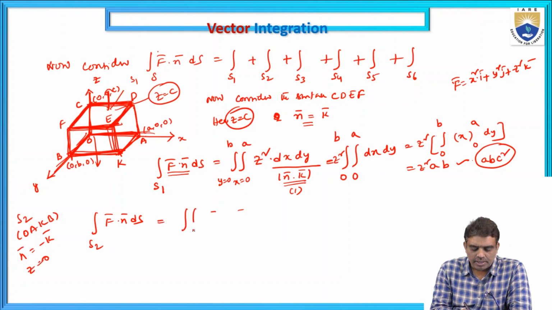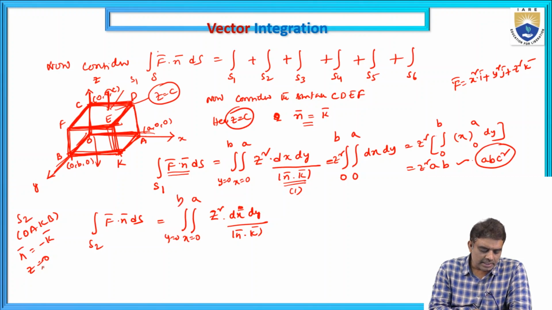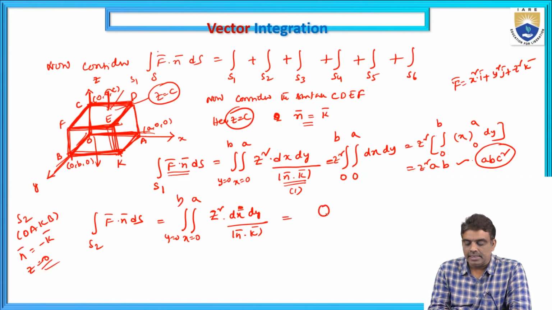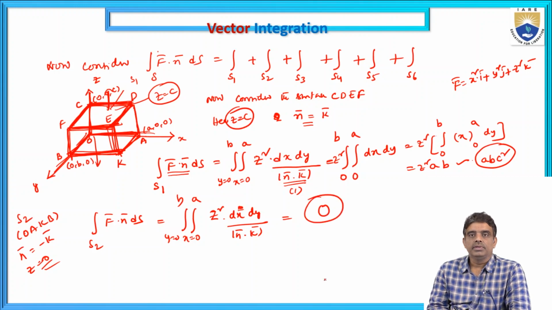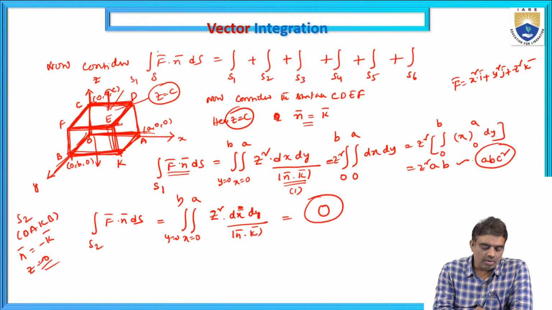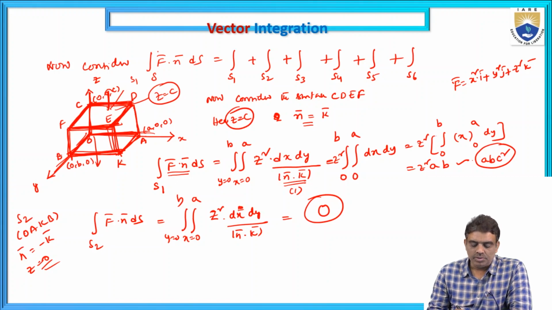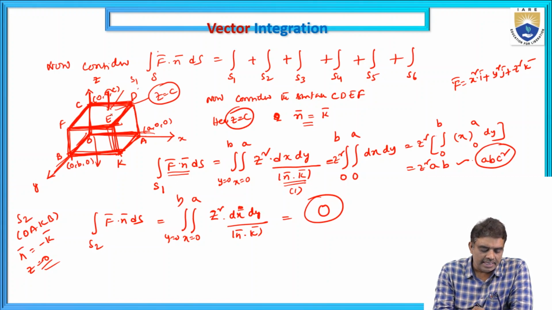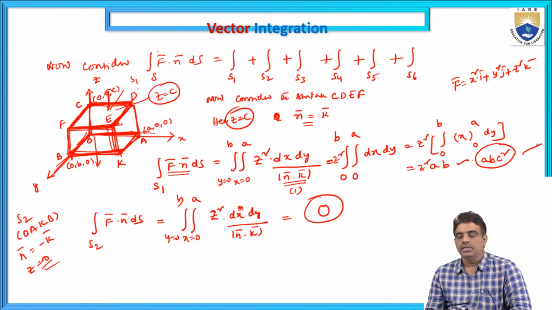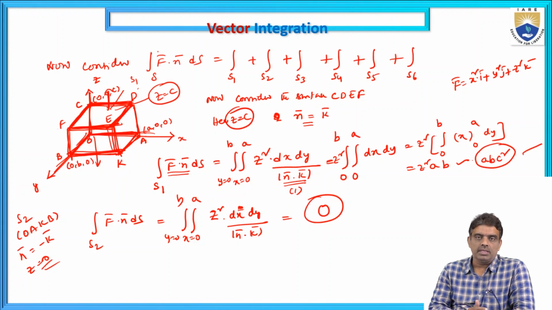So what you will get is the double integral z square dx dy by n bar dot k bar. The limit values are x 0 to a and y 0 to b. Because z is equal to 0, the entire integral is equal to 0. This is the second value. The surface integral along OAKB is equal to 0. The surface integral along CDEF is equal to ab square. So finally you have to add all the 6 surface values.